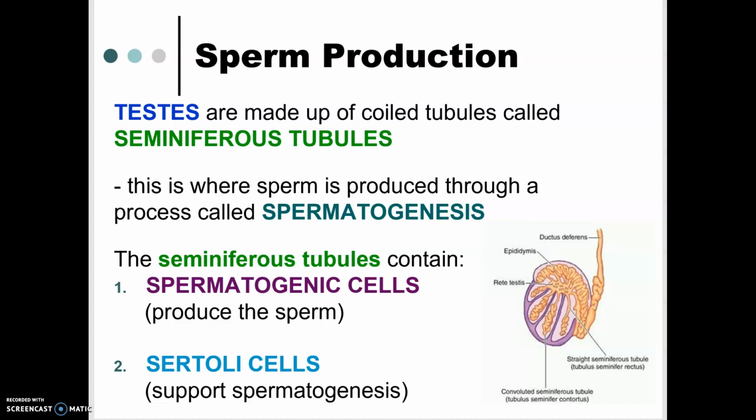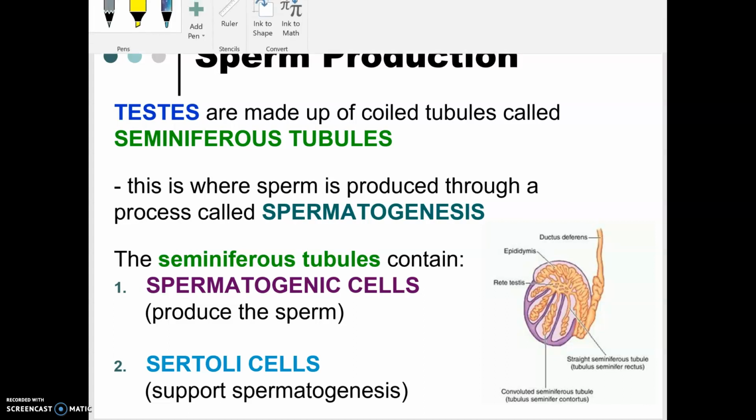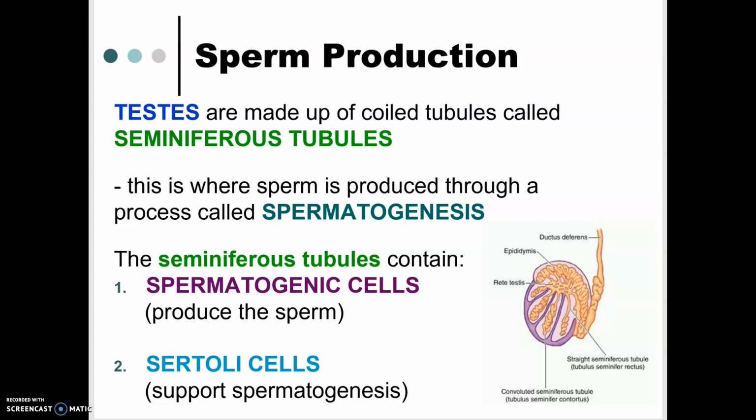Okay, so the testes are basically a really long series of coiled up tubules. And the tubules inside the testes we call the seminiferous tubules. And it's in these tubules where we get the process of spermatogenesis. Now, whenever you see a big word in biology, always break it down. Genesis means to create, okay? And spermato, talking about spermatozoa, so spermatogenesis means the production of sperm.